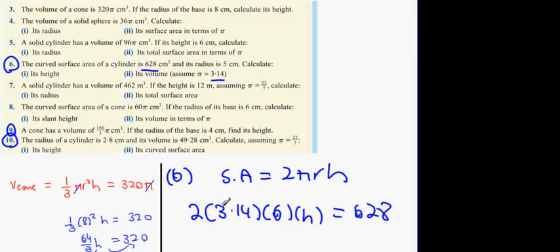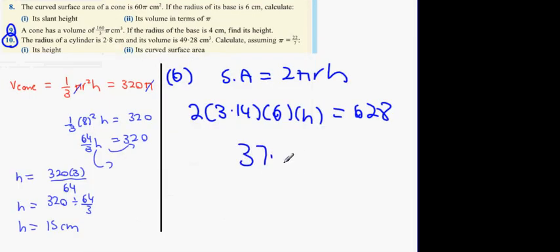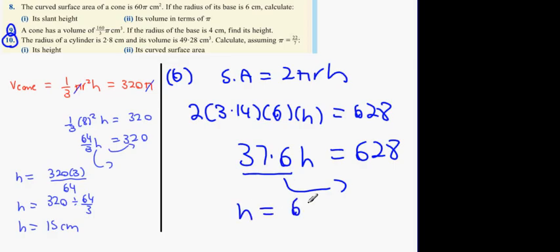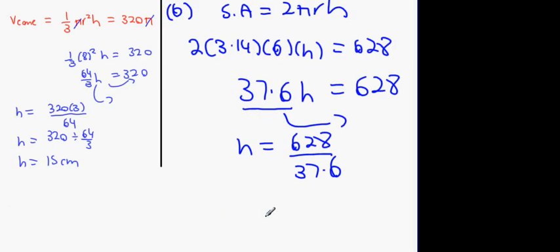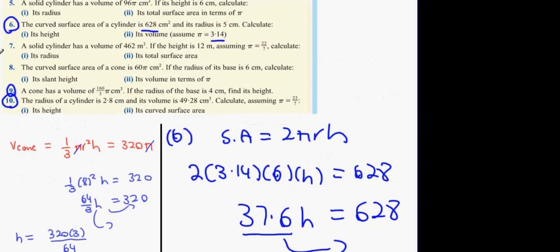Multiply, can somebody multiply 2 by 3.14, then by 6? What do you get? 37.6 h. 37.6 h equals 628. Divide, bring the 37.6 down, and you're going to get h equals 628 divided by 37.6. And what is that? Should come out as a reasonably even number. 16.7. So it's not a reasonably decent number.